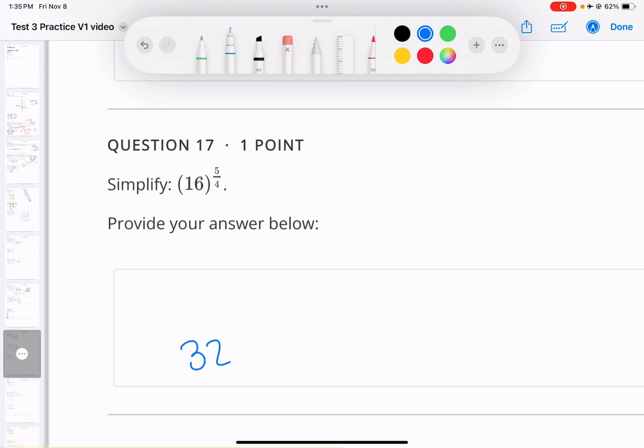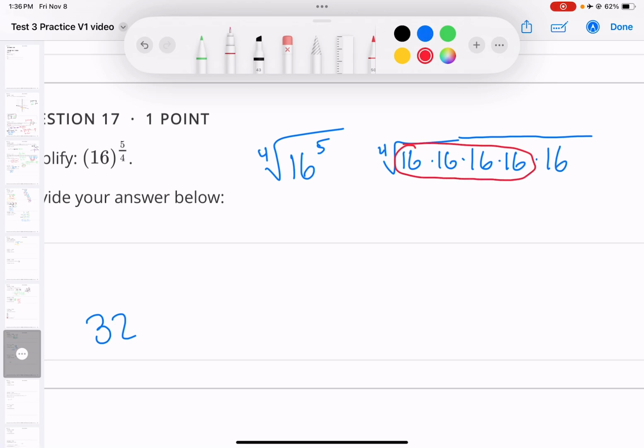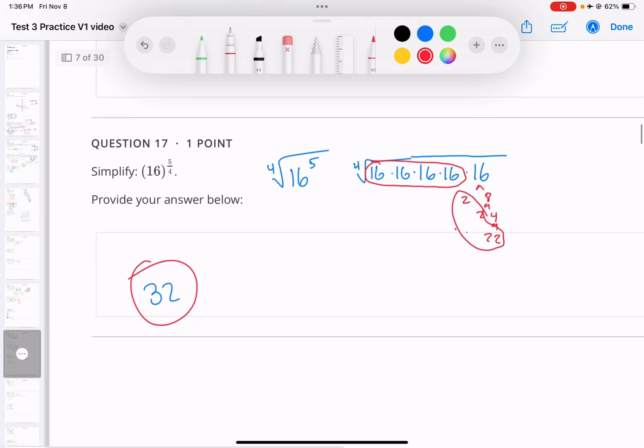But if you didn't want to do it that way, you could change it into a radical. So it'd be, let's see, 16 to the 5th power, and you're looking for the 4th root. So it'd be the 4th root of 16 times 16 times 16 times 16 times 16. I'm looking for groups of 4, so there's one. So I already got that. If I break this down, I've got 2 times 8, which is 2 times 4, which is 2 times 2. So the 16 times the 2 will give me that 32. Just do it on a calculator.